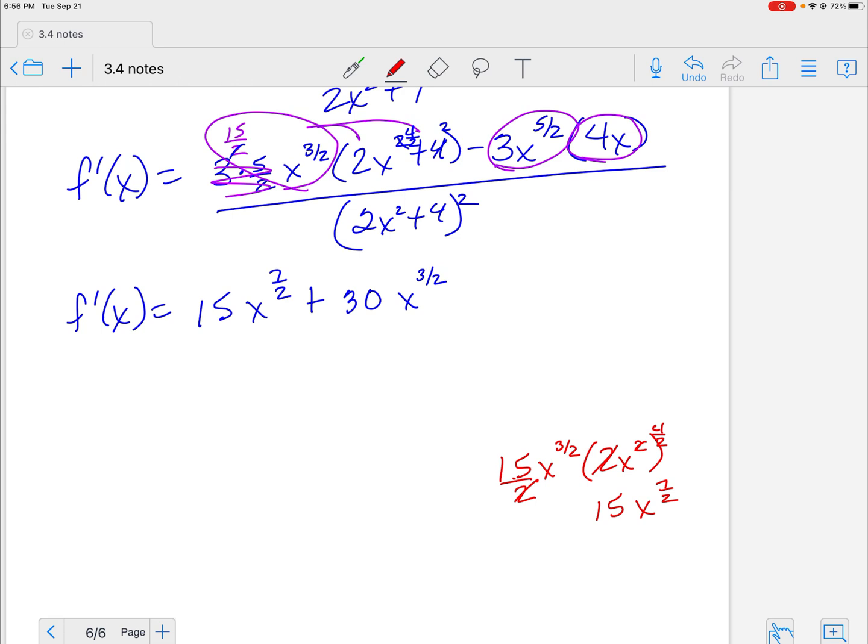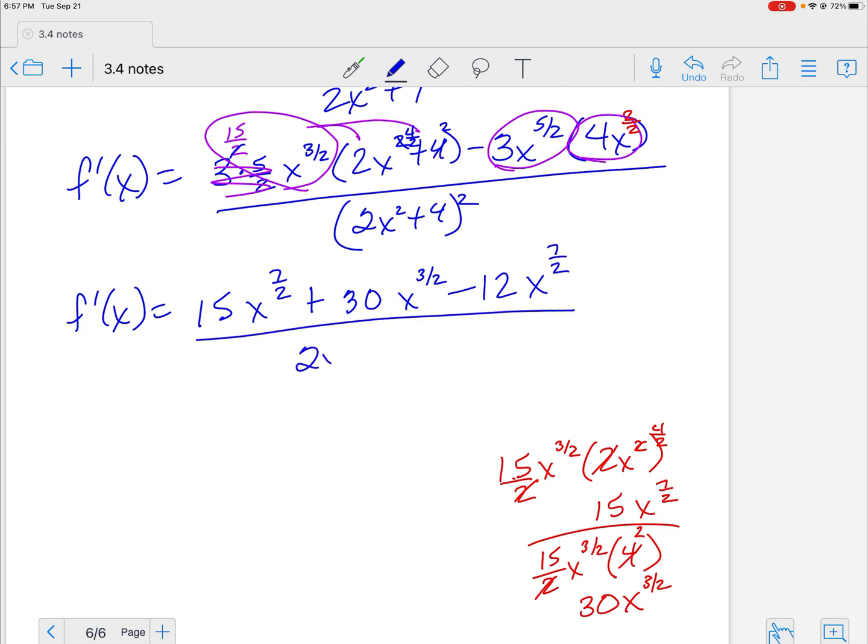Do you see that? Okay, then I have 15 halves x to the 3 halves times 4. This 2 cancels out that 4 and makes it a 2. So 2 times 15 is 30, and then there's no variable, so I just have x to the 3 halves. And then the same thing's happening over here. This is an exponent of 1. So I now have minus 12x to the 7/2 because it's adding, all over the denominator squared.